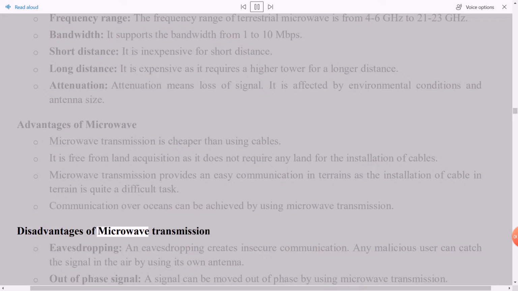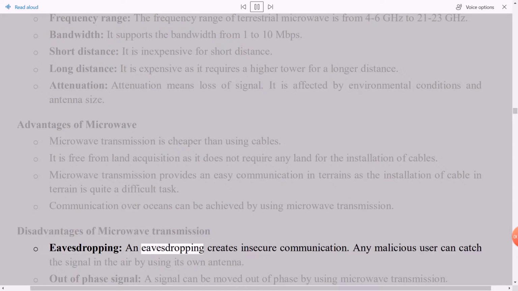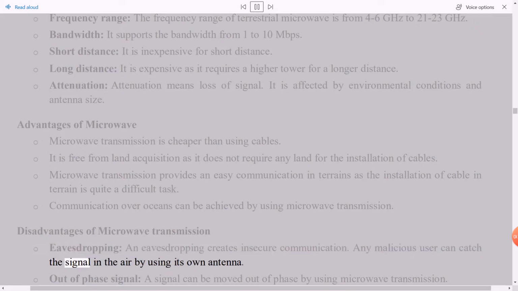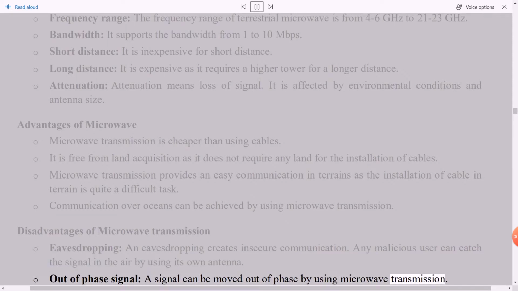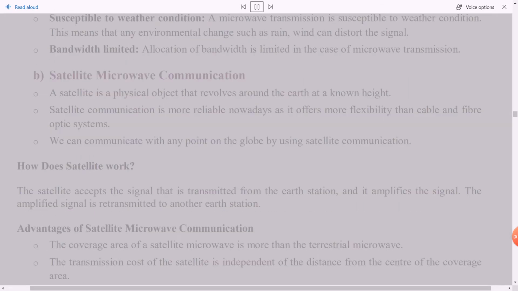Disadvantages of microwave transmission. Eavesdropping: eavesdropping creates insecure communication. Any malicious user can catch the signal in the air by using its own antenna. Out-of-phase signal: a signal can be moved out of phase by using microwave transmission. Susceptible to weather condition: any environmental change such as rain, wind can distort the signal. Bandwidth limited: allocation of bandwidth is limited in the case of microwave transmission.